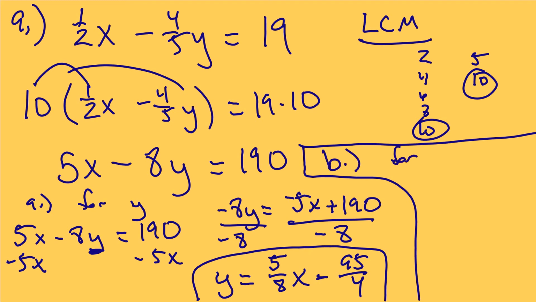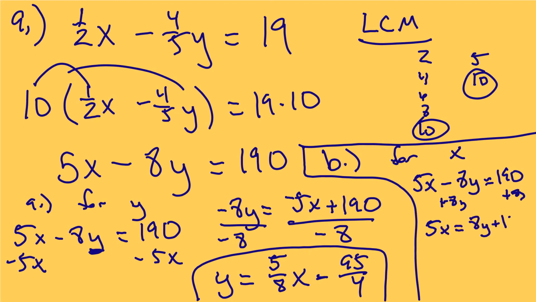B is 4x. So I have 5x minus 8y equals 190. This time I'm going to add 8y to both sides. I get 5x equals 8y plus 190. I divide everything by 5, so I get x equals 8/5 y plus 38. If you do 190 divided by 5, you get 38. So that says, if you can't read it, x equals 8/5 y plus 38. All right, kind of smushed it all in there, so sorry about that. And that's it for 9.